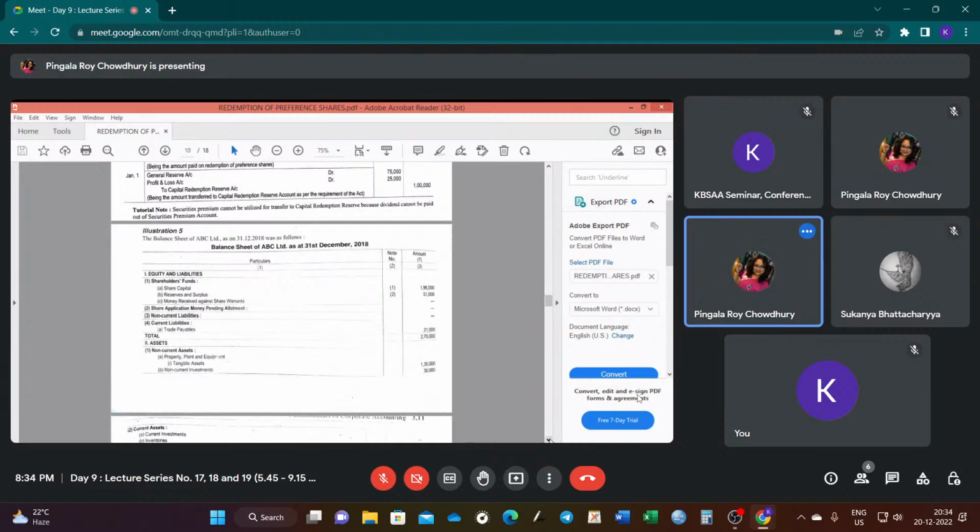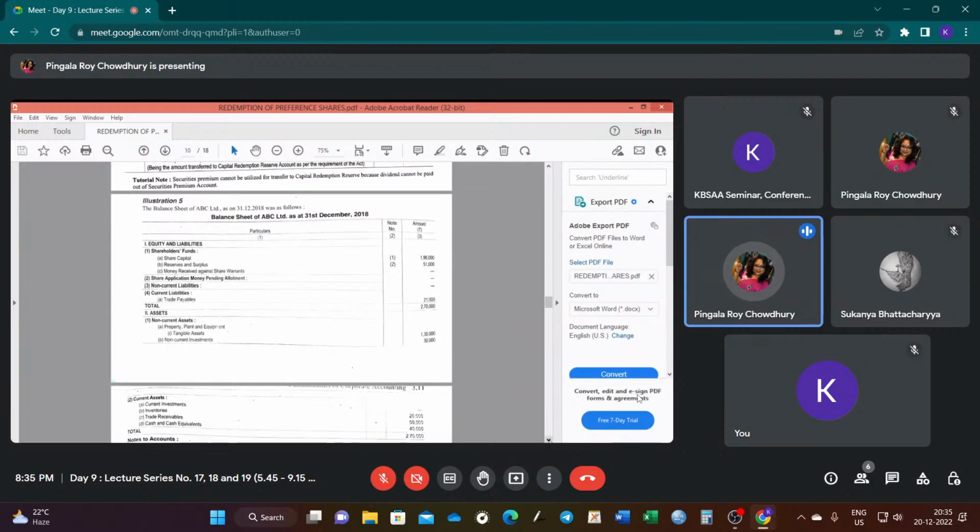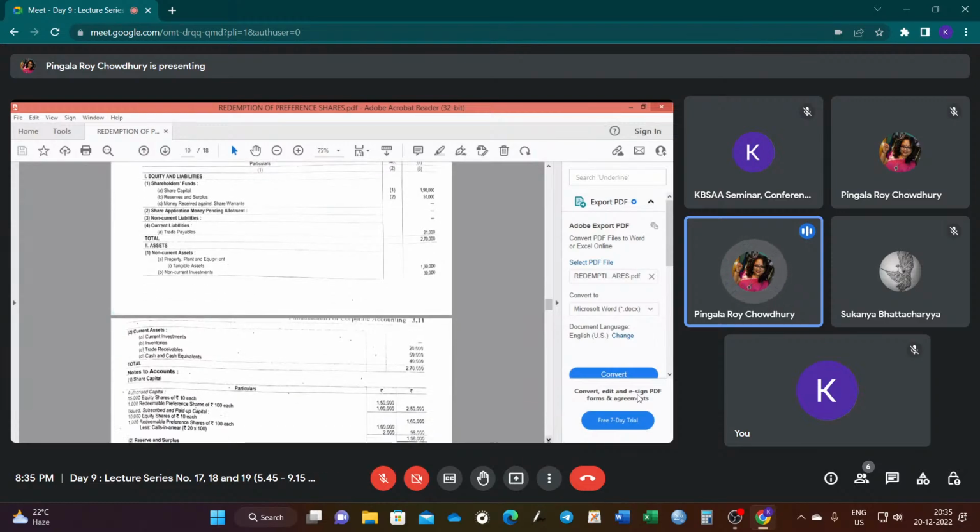Now coming down to another sum where we have utilization of both. That means the redemption will be financed both by proceeds from fresh issue as well as we have to utilize our divisible profits. So see, this is the balance sheet of ABC Limited as on 31st December 2018 given to you. The share capital is total of rupees 1,98,000. Reserve and surplus is given at 51,000. You have the other items of liabilities and assets. I'm not going into the details.